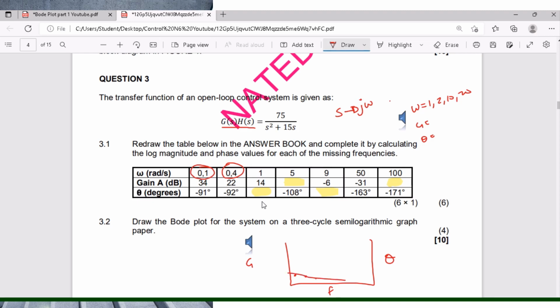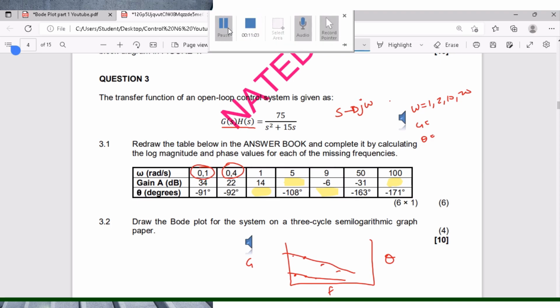Your phase, the same thing. When this is 0.1, your phase maybe it's minus 91, minus 92, minus 108. You check, then you plot. You see. But we will try to draw after this. I will try to draw after doing the table if we still have time.